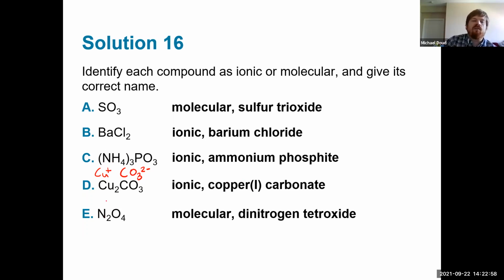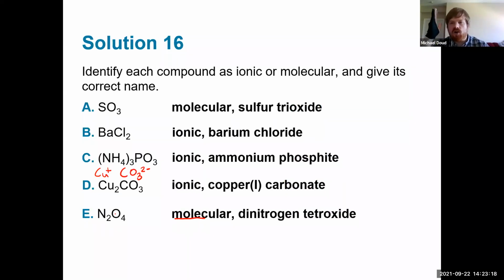Finally, N2O4 is a combination of nitrogen and oxygen, which is 2 nonmetals. So it's a molecular compound, like we say. Now to name it, we have 2 of the nitrogens, so that's dinitrogen. We have 4 of the oxygens. So tetraoxide becomes tetroxide, dinitrogen tetroxide.